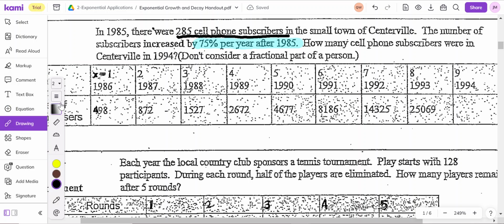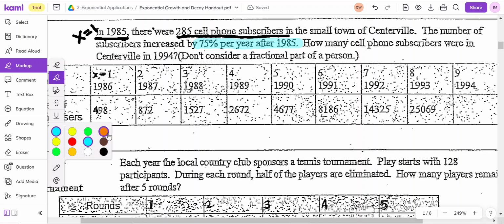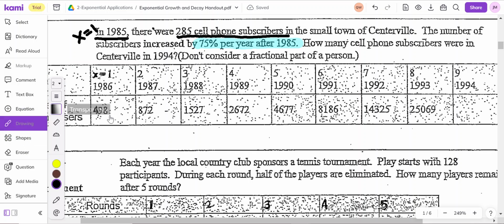And this is something that you're going to have to get used to with the numbers. This says in 1985. This is when X equals 1. In 1985, that was the beginning. X equals 1. You're not going to plug in 1985. You're going to plug in 1. To 75%. How many cell phone subscribers were in Centerville in 1994? So that is the question. How many cell phone subscribers in 1994?